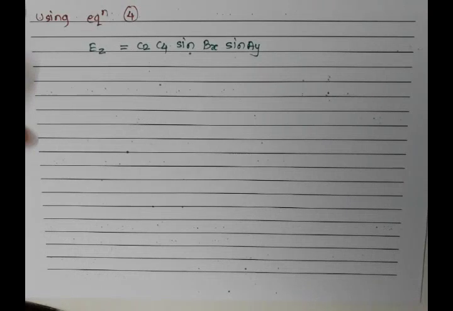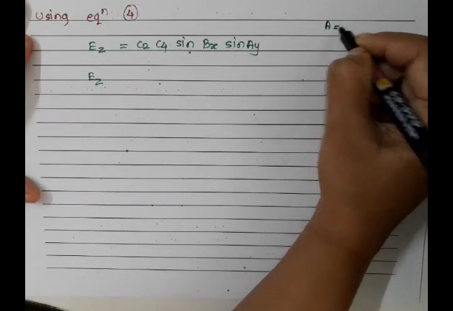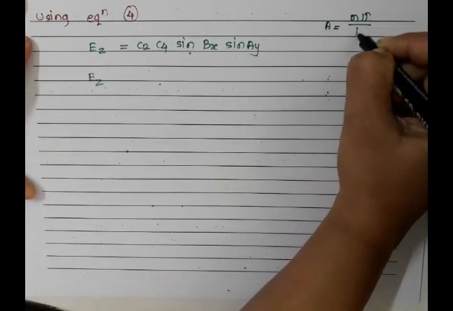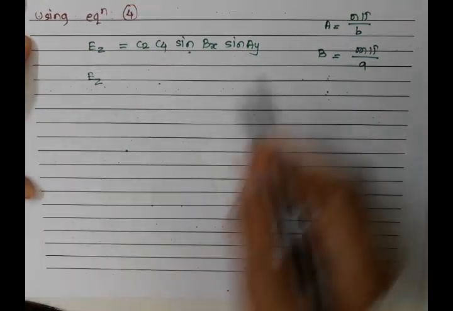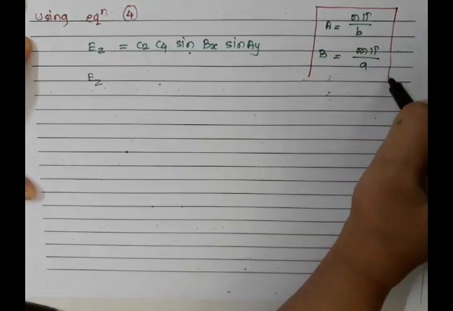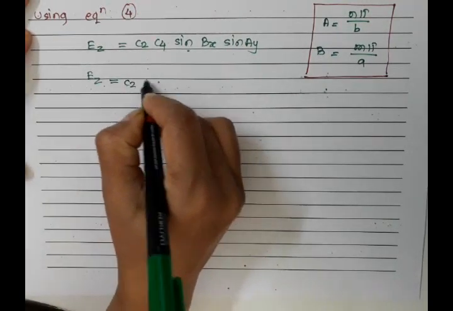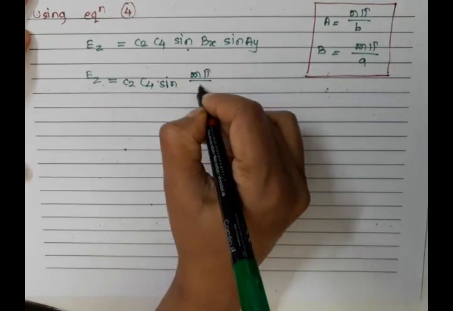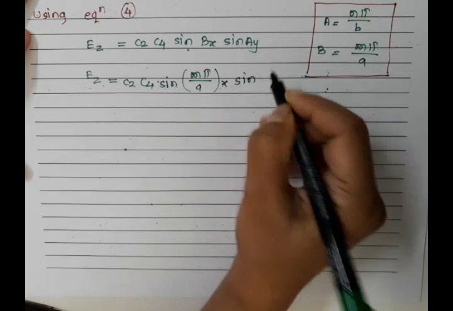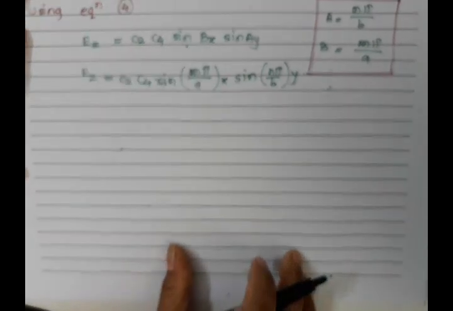Where A and B, we have already calculated what is the A and B. So we know that A is nothing but n pi by B and B is nothing but m pi by A. So we have already seen these two values in the above equation. So we'll put these values in that particular equation. So Ez is equal to C2 C4 sine of Bx, B nothing but m pi by A x, and sine of Ay, where A is nothing but n pi by B and y. So I have got Ez over here.